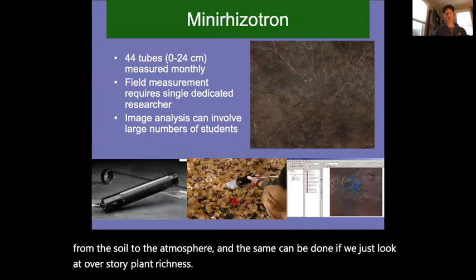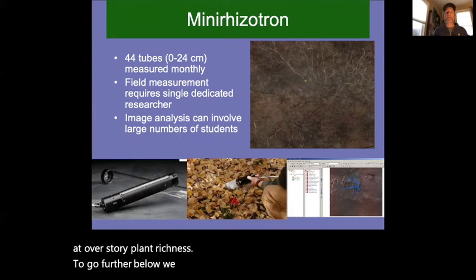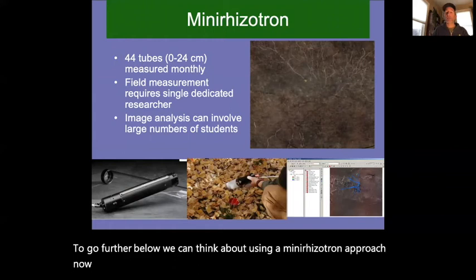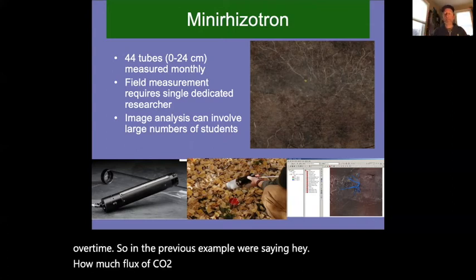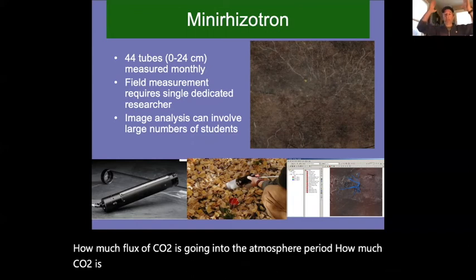To go further below, we can think about using a mini Rhizotron approach. Now, a mini Rhizotron approach is one way to look at root growth over time. So in the previous example, we're saying, hey, how much flux of CO2 is going into the atmosphere, period? How much CO2 is coming out of the soil and heading into the atmosphere?